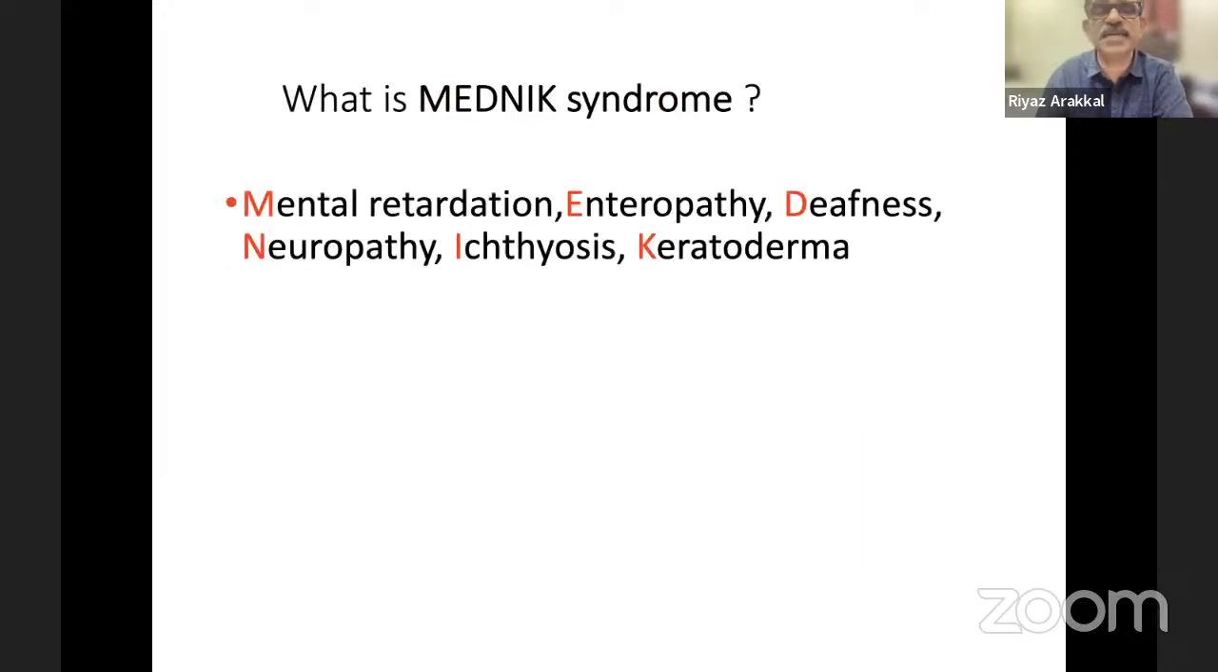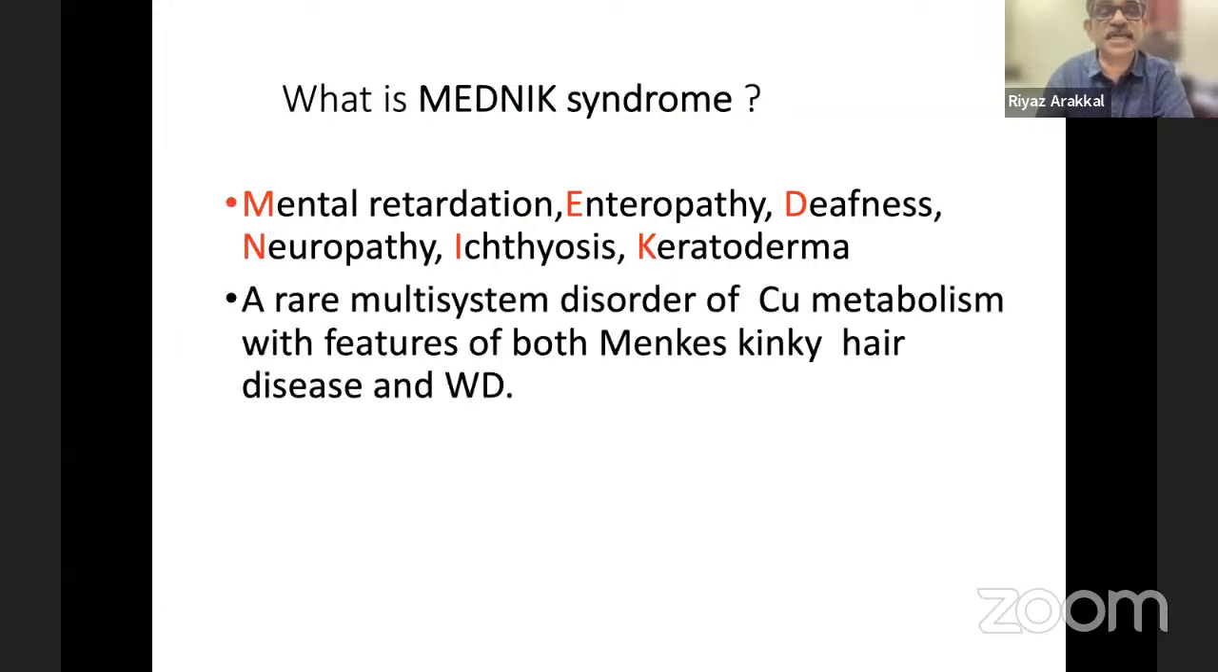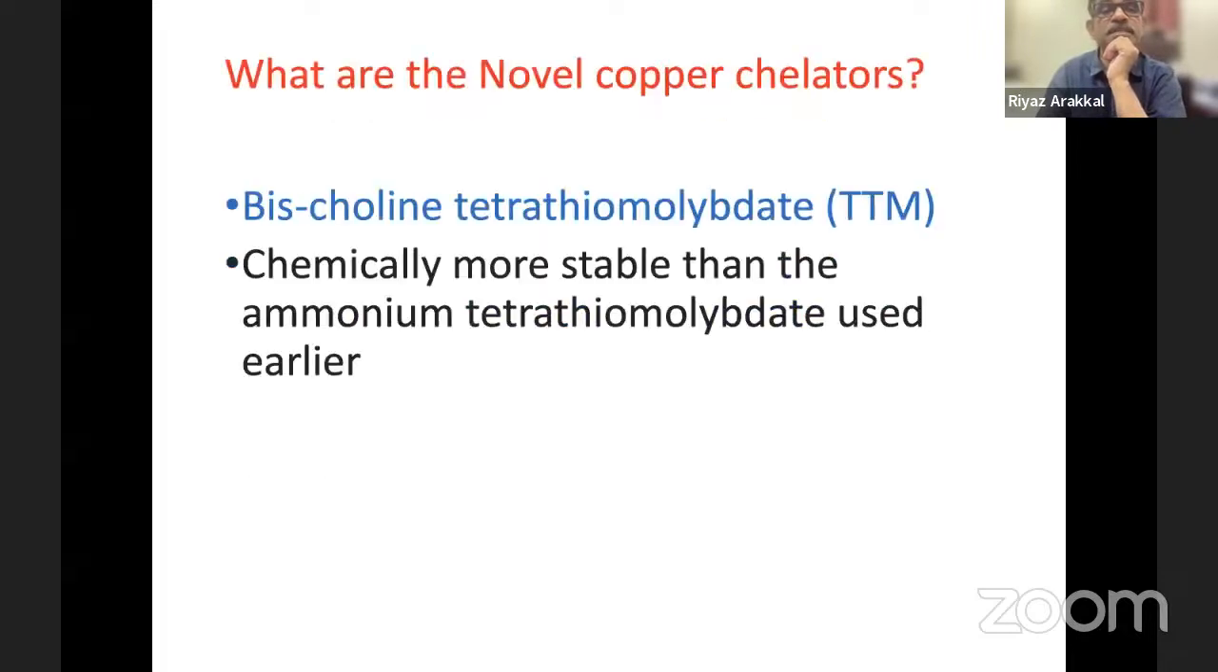Mednick syndrome, I think it is given in Nelson. Mental retardation, is it in Nelson, Aisha? Mental retardation, enteropathy, deafness, neuropathy, ichthyosis, and keratoderma. So it's a rare multisystem disorder of copper metabolism with features of both Wilson disease and Menkes disease. Treatment is with zinc. You can skip some of the slides.